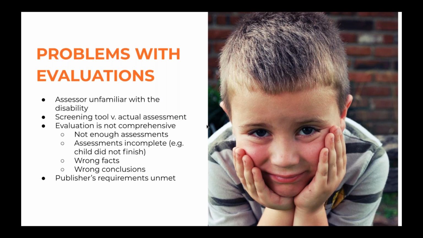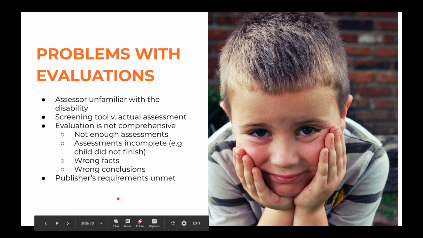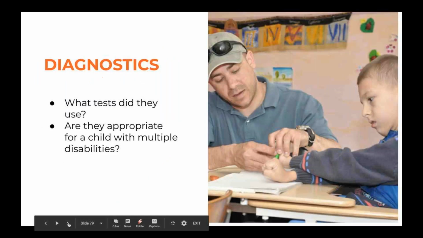Were the publisher's requirements met? Many of these assessments have to be done within a certain amount of time, like within a 60-minute time frame or a 90-minute time frame. Look up the assessment. Were they completed within that time frame? Sometimes they're completed in 20-minute increments over a 3-month period. That's going to invalidate the assessment, and it's not going to give you accurate details or an accurate conclusion.